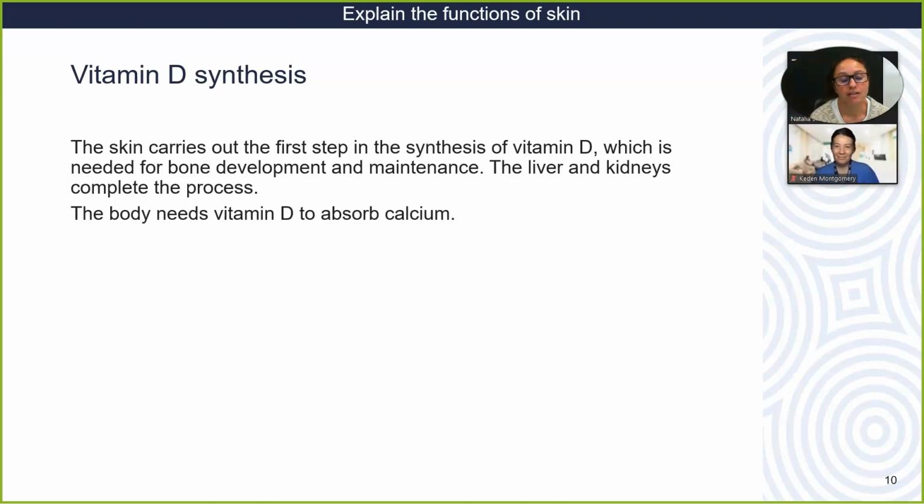Now, why do we need vitamin D? Well, vitamin D is there in your digestive system to make sure that you grab your calcium from your food and put it in your blood. So that's why you need vitamin D. That's very, very important because we need calcium for our bones.